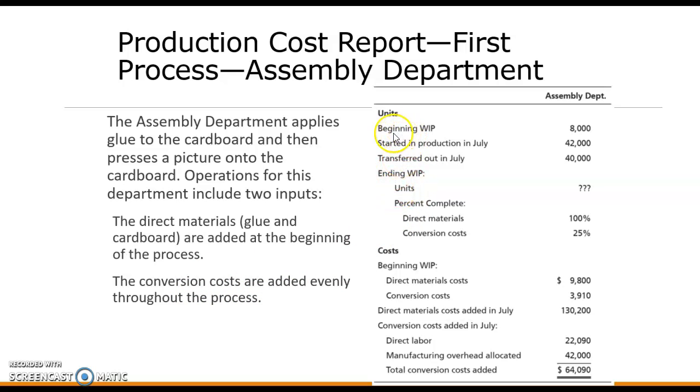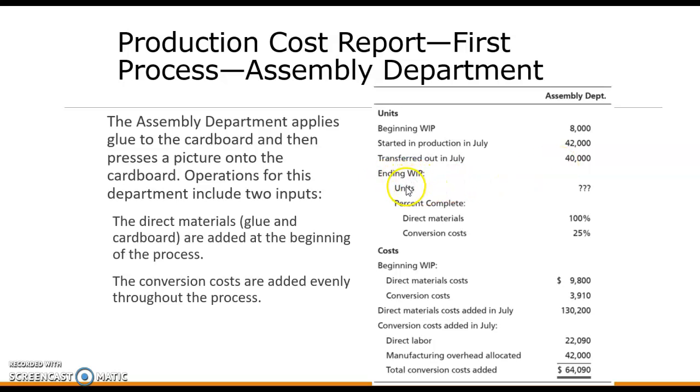Now over to the right, we're shown that in beginning work in process, we have 8,000 units. This is July, and so the 8,000 units were from June. Those are 8,000 puzzles that weren't quite finished in June, so we need to finish them up now in July. Then in July, we started another 42,000 puzzles from scratch. Then we transferred out in July 40,000 puzzles into the next department, which is the cutting department.